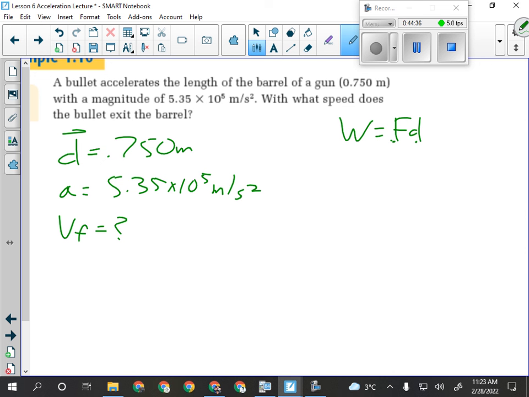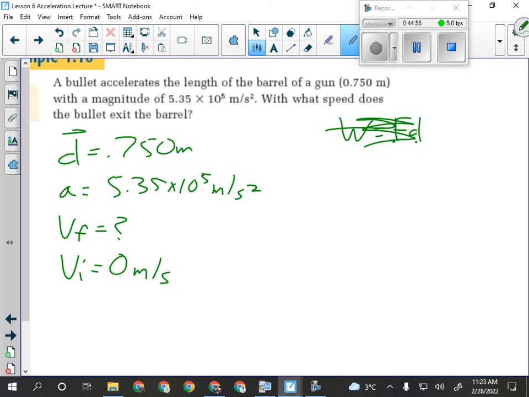It didn't say the person holding the gun was running. If that was the case, then VI would be something other than 0, right? But you generally don't run and fire at the same time. It's like running with knives and sharp objects. You just don't. So VI equals 0 meters per second. So we've got those three things and we're looking for VF.